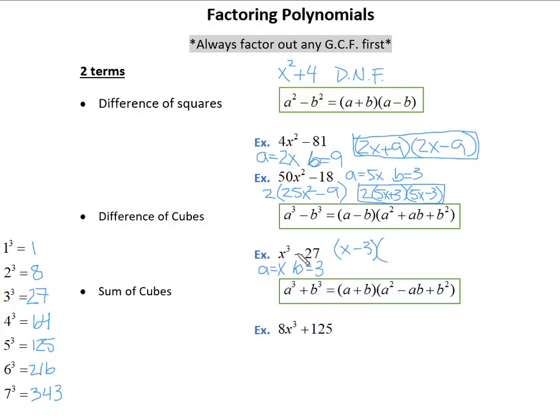Following my pattern, this factors as a minus b, x minus 3, times a squared, x times x is x squared, plus a times b, x times 3 is 3x, plus b squared, so 3 times itself twice is 9.